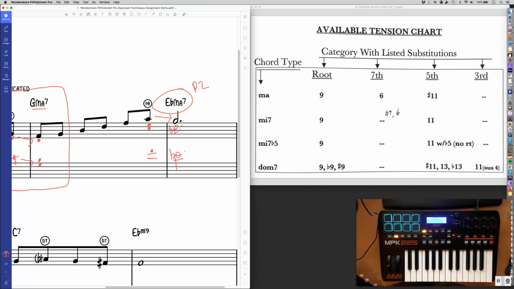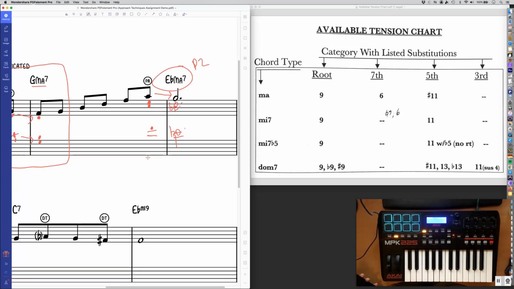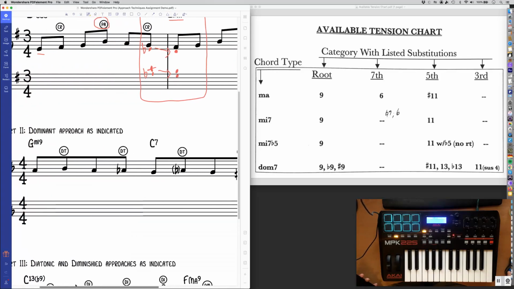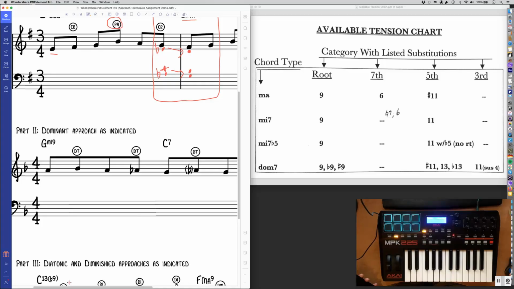Okay, so I think you can handle the rest of that part on your own. Let's take a look at part 2 here. So this gets us into using the dominant approach. What we have to do is imagine a dominant chord as it relates to the so-called chord of the moment. So this is the chord of the moment for basically these 3 events, okay?